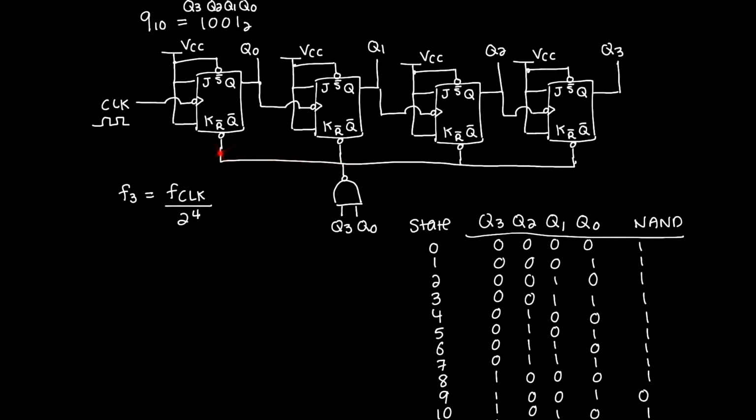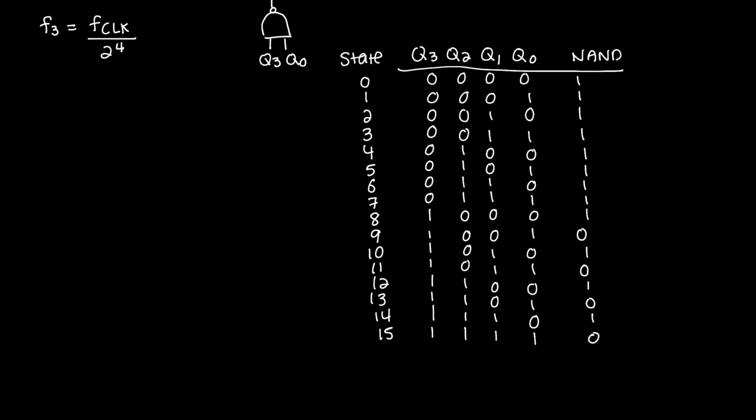And that is going to have the effect of clearing the counter. It's going to make all the Qs reset back to 0. And once that happens, the NAND gate is going to go high again, and we will resume our count.